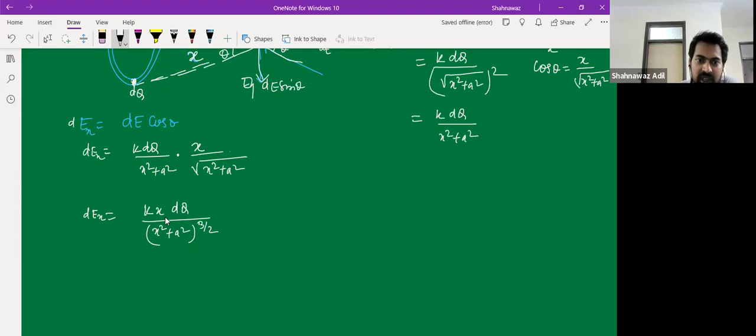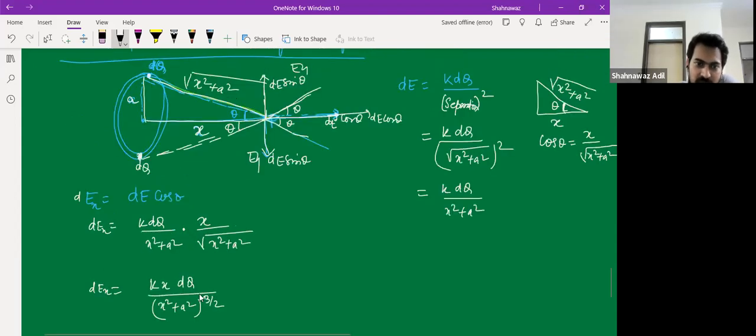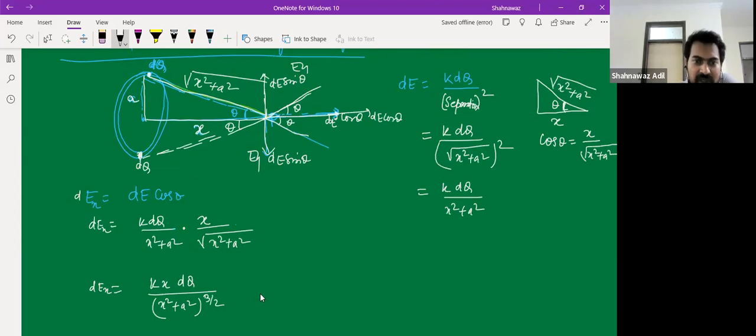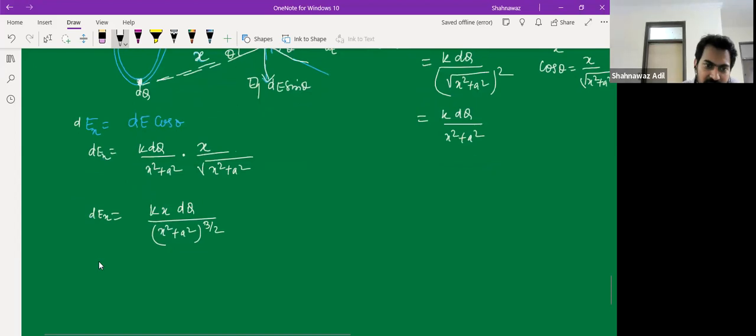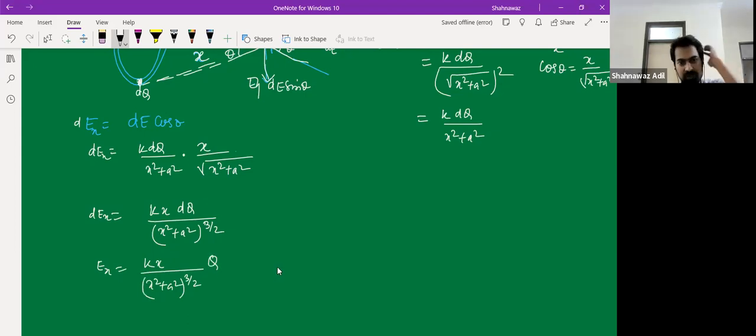Now we can integrate. You can see that this dq doesn't depend upon x and a, so we can take this out, and only the integral of dq will survive. So Ex would be kx divided by x squared plus a squared to the power 3 by 2, and the integral of dq is Q. Any doubt in this part? So this is the electric field due to this ring charge.